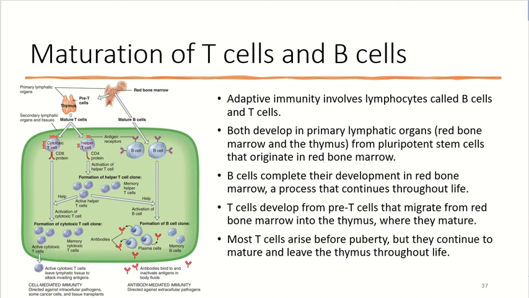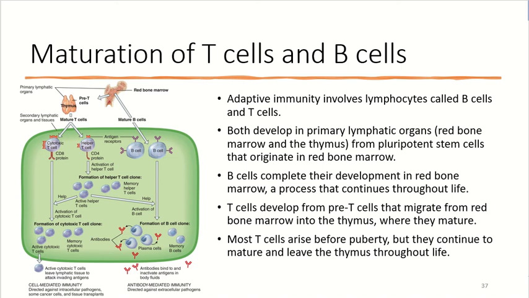So like we mentioned before, adaptive immunity is going to involve lymphocytes called B and T cells. Both of these are going to develop in primary lymphatic organs, either in red bone marrow or in the thymus, and these are going to develop from pluripotent stem cells that are going to originate in the red bone marrow. B cells are going to complete their development in red bone marrow, and this process is going to continue throughout a person's life. T cells are going to develop from pre-T cells that are going to migrate from red bone marrow into the thymus, where they're going to finish maturing into fully formed, fully mature T cells.